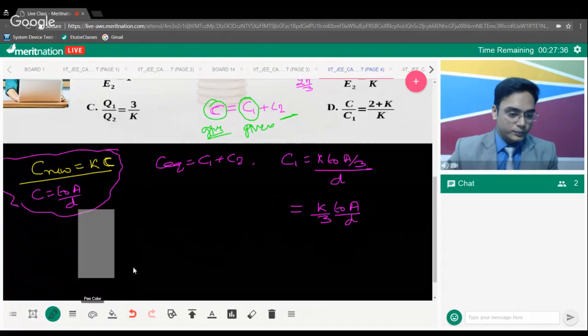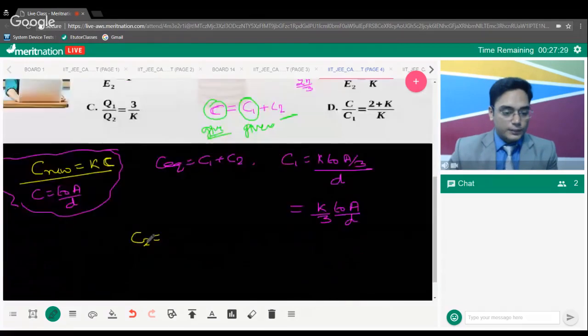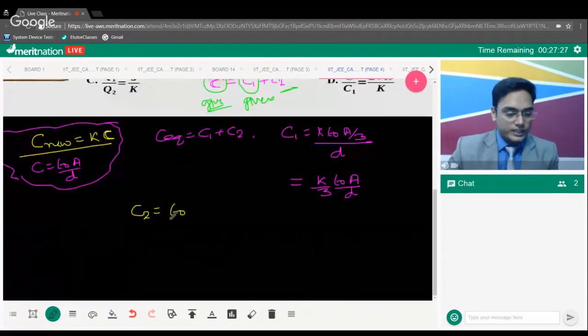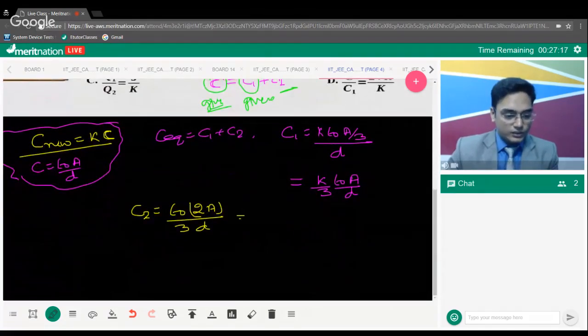We can easily obtain C2 as well, no? How? C2 is epsilon naught A, where A is 2A by 3, and D is D as it is. So simplifying this, we'll get 2 by 3 epsilon naught A by D. So this is the value of C2.